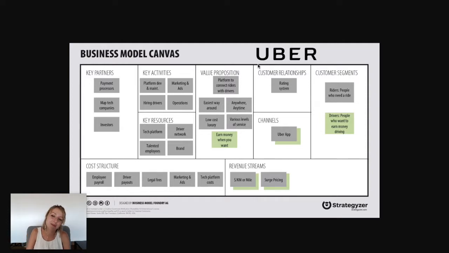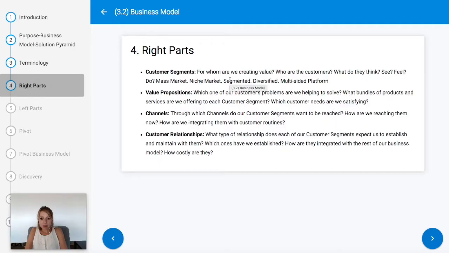In this case, with the example of Uber, we can offer anytime, everywhere, because I know that people want this, various levels of service, and money when you want, low cost, luxury, a platform to connect riders with drivers, okay? Then these two things are the first things that you have to do when you start doing your business model canvas. It's very vital. Later, I'm going to explain a very useful tool for doing that part, okay?